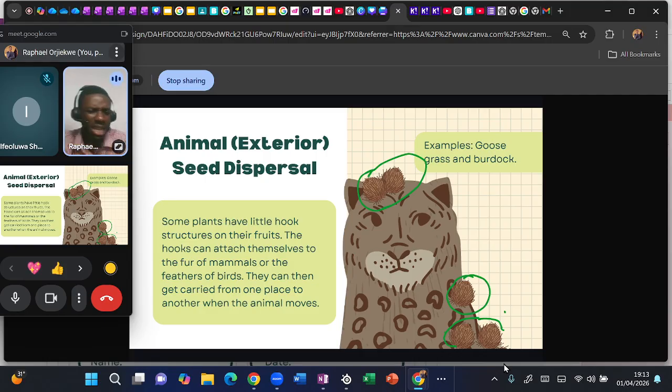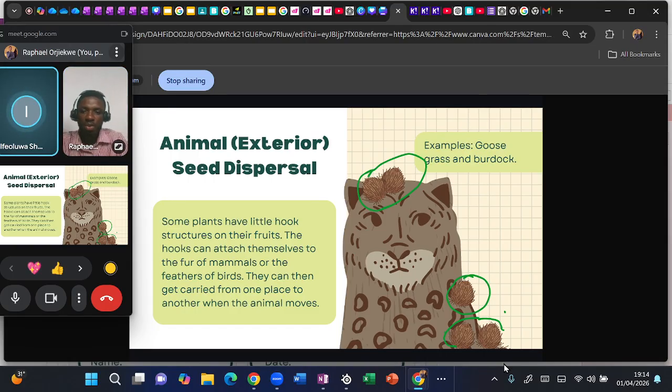So what now happens is that the body gets stuck with all of these things, like the fur of the animal gets stuck. So as they move about, this drops at different locations and starts growing there. That's exactly what happens. Example is goose grass and burdock. Goose grass and burdock. Do we have any question on that? The animal exterior.